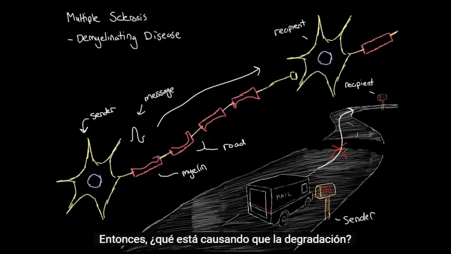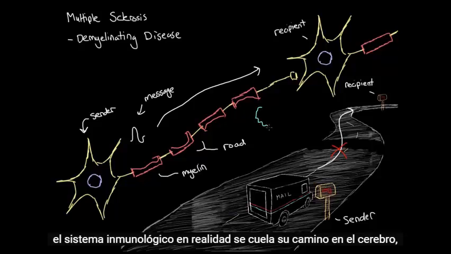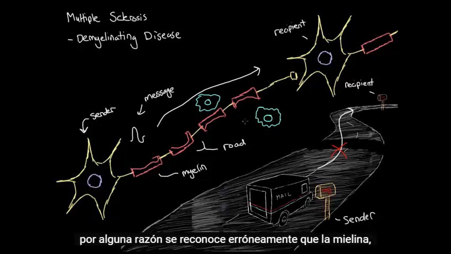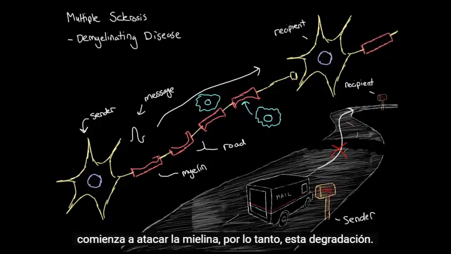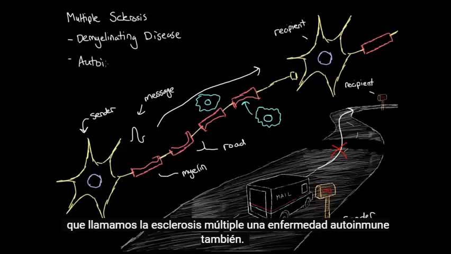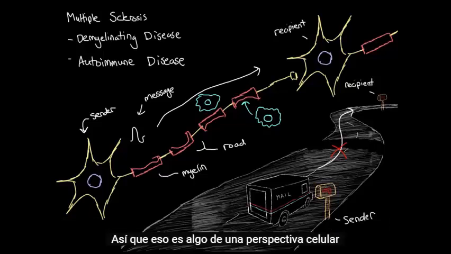So what's causing that degradation? Well, as it turns out, in multiple sclerosis, the immune system actually sneaks its way into the brain. And when the immune system sneaks its way into the brain, for some reason it mistakenly recognizes that myelin, right, this myelin over here, as foreign. And when it mistakenly recognizes it as foreign, it starts to attack the myelin, hence this degradation. And because the immune system is attacking the body itself, we call multiple sclerosis an autoimmune disease as well. So that's a cellular perspective on multiple sclerosis.